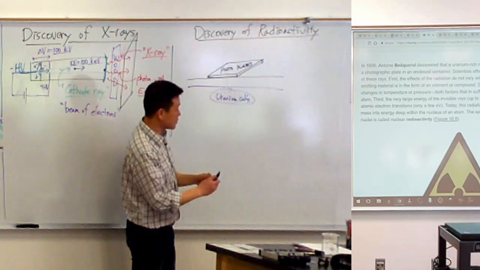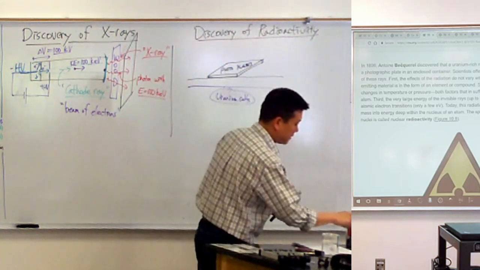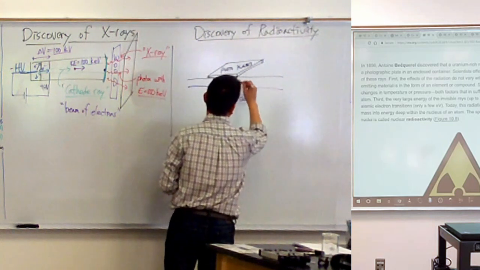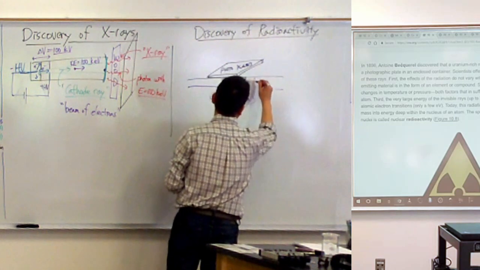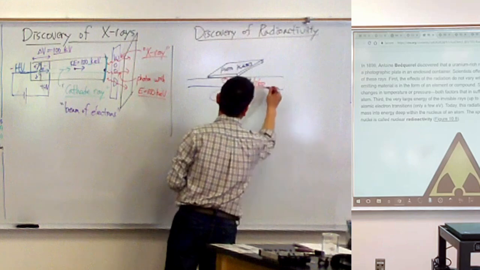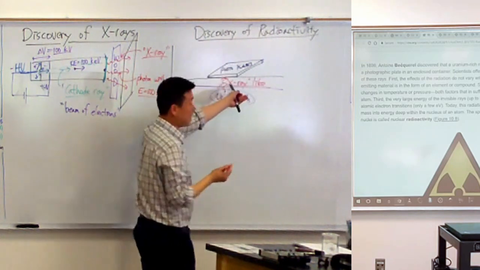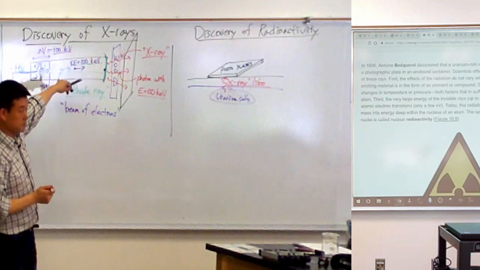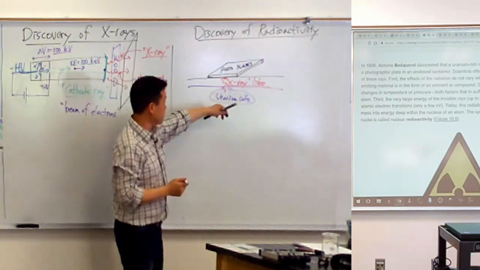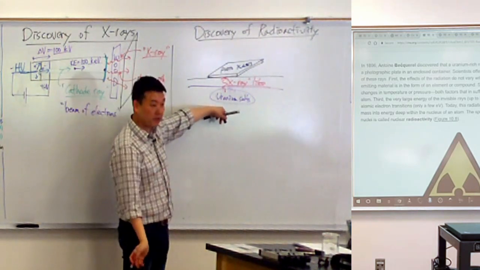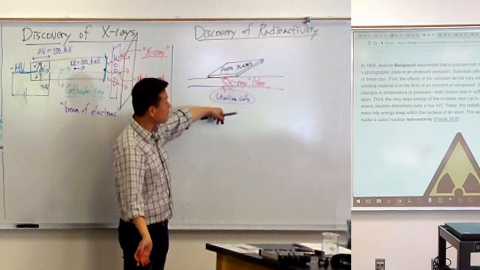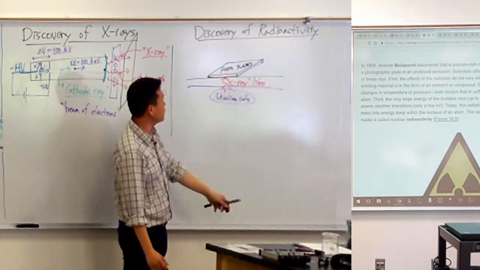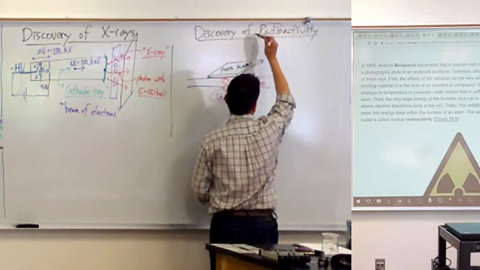So this uranium salt must be emitting some kind of ray that's X-ray-like. But it's obviously not an X-ray, because we know how X-ray is produced. So whatever this is, it's a strange kind of radiation like X-ray, but not quite X-ray. But this is the beginning point of the study of radioactivity.